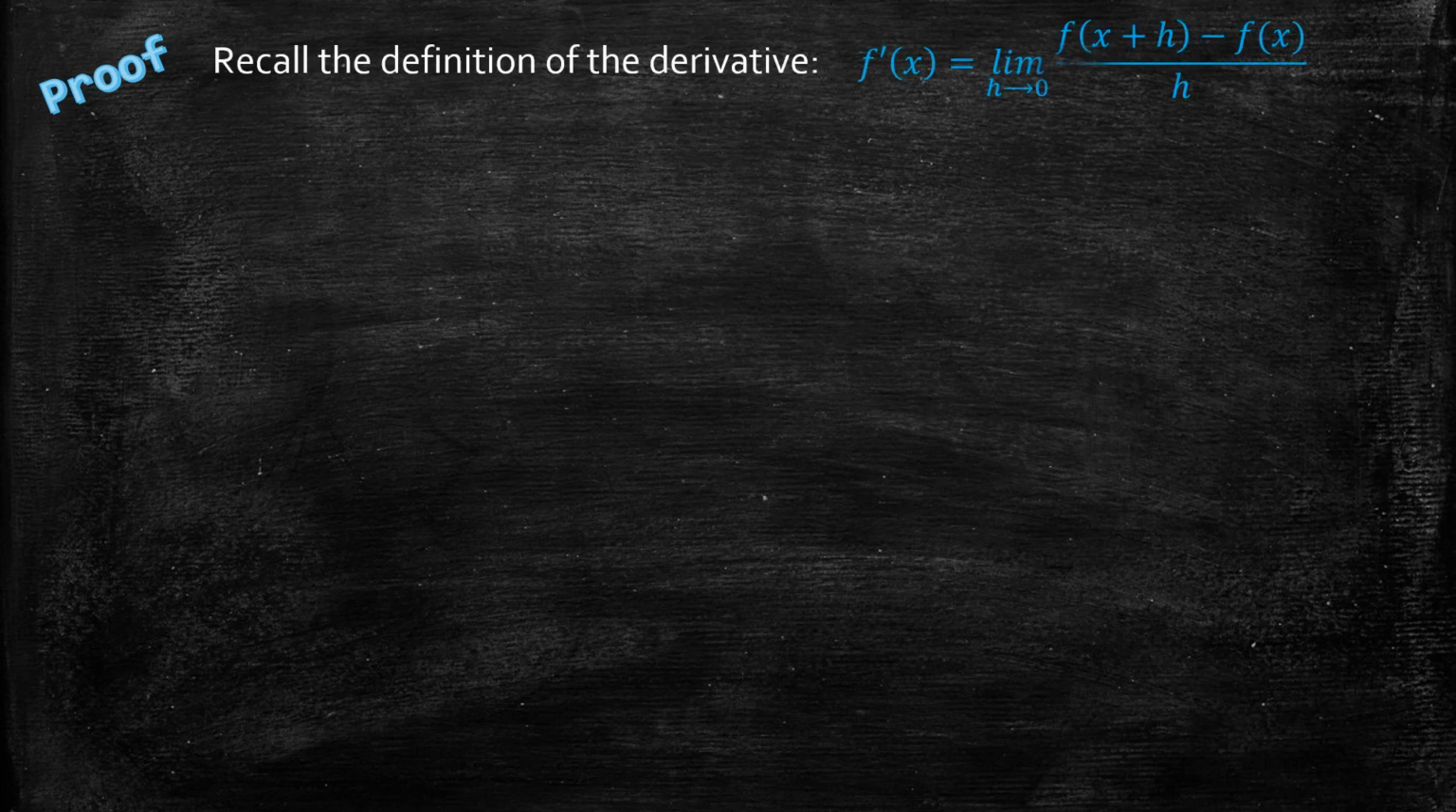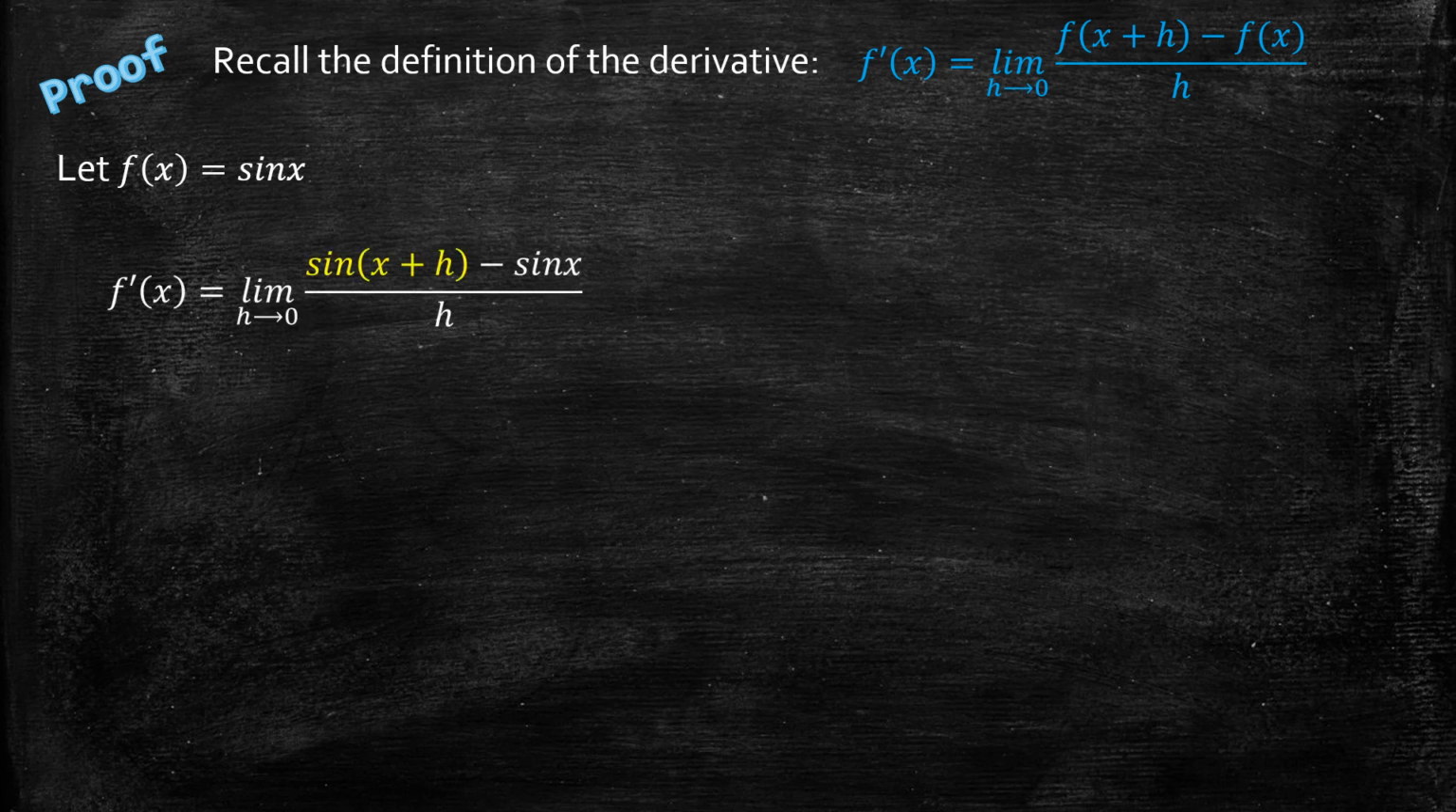So let's do a proof that the derivative of sine x is cosine x. If you ever want to prove a derivative, you have to invoke the derivative formula, the limit definition of a derivative. In this case, f of x is sine x. So if we replace f of x plus h and f of x in the numerator, we end up with this. Now, be careful here.